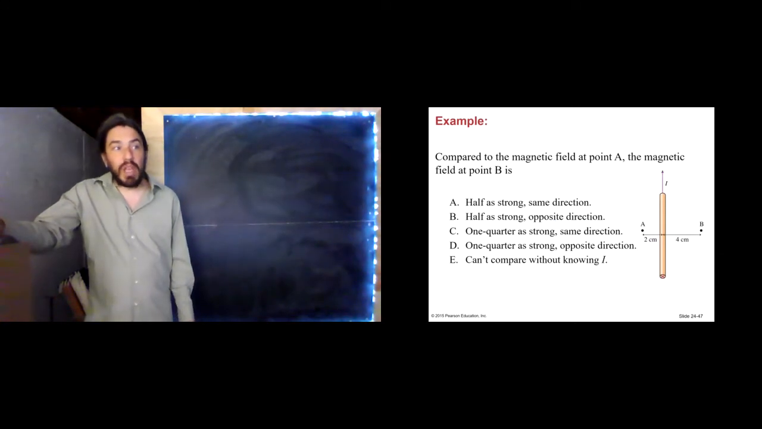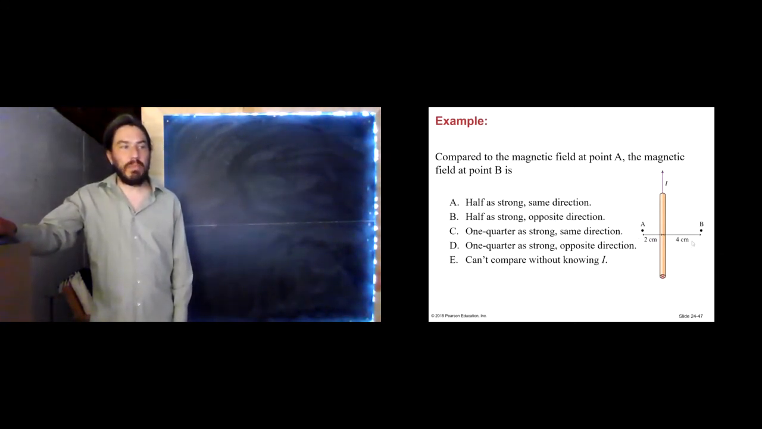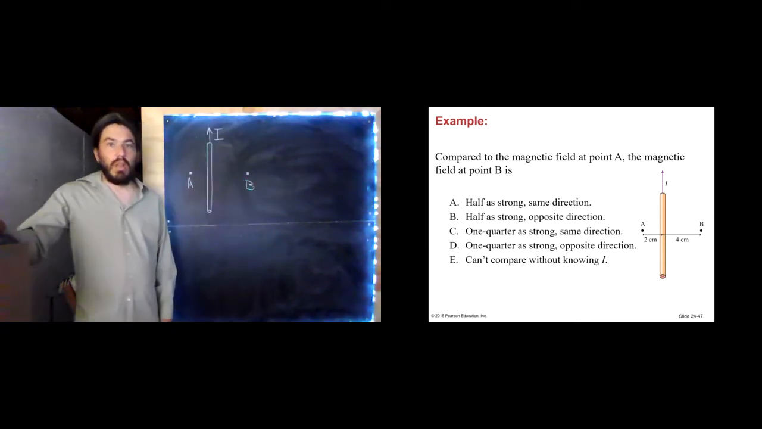Let's do a quick example. Compared to the field at point A, the magnetic field at point B is half as strong in the same direction, half as strong in the opposite direction, 1/4 as strong in the same direction, or 1/4 as strong in the opposite direction, or we just can't compare without knowing I. Why don't you pause the recording, give it some thought, and I will see you on the other side.